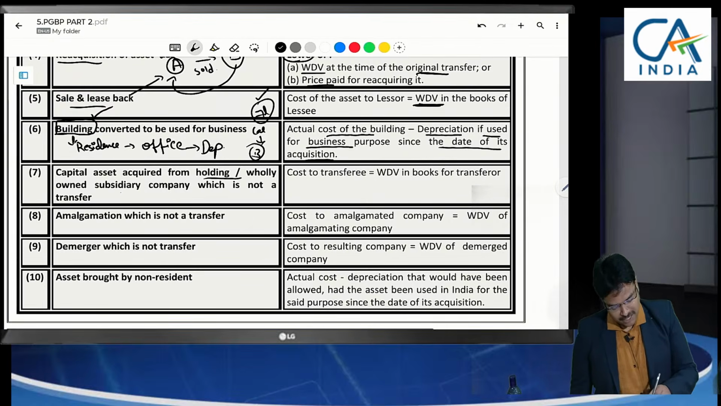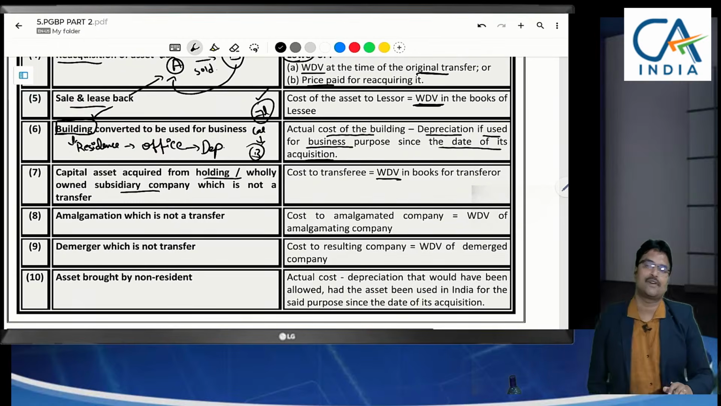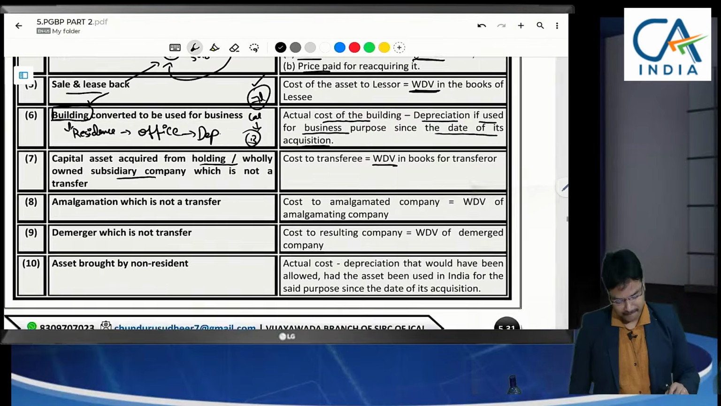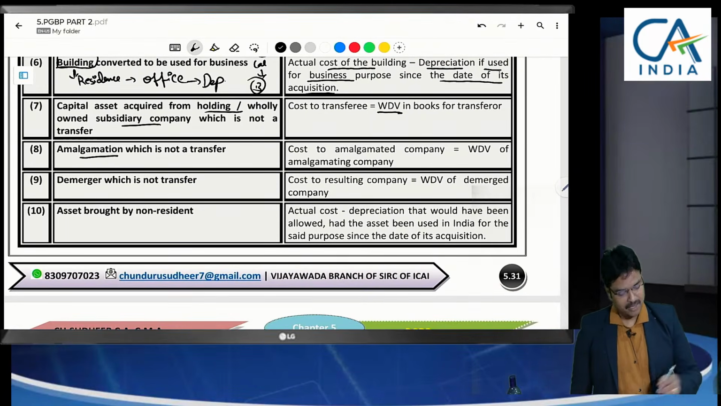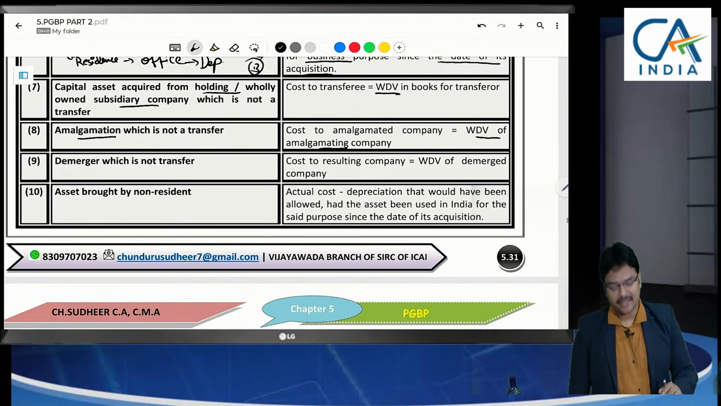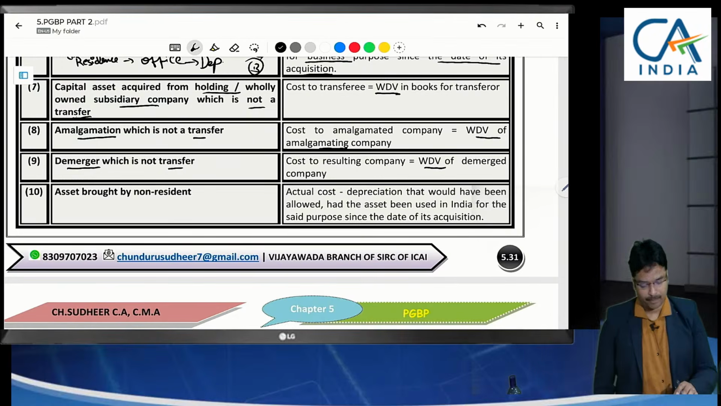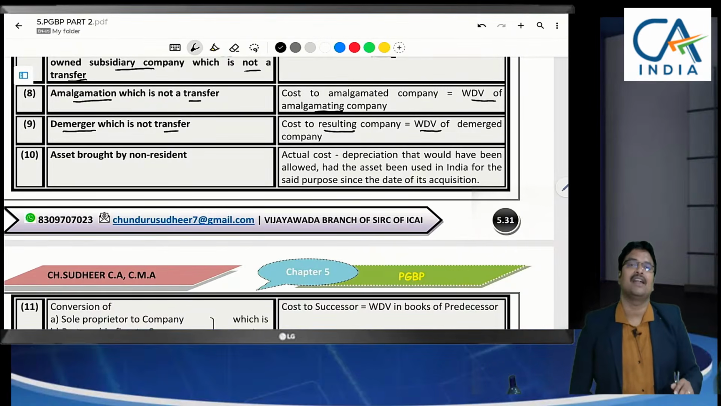Next, holding to subsidiary or subsidiary to holding, if any asset is transferred, WDV in the previous owner's books. Holding to subsidiary transferred: subsidiary can claim depreciation on the holding company's books value. Next, amalgamation is also the same thing: WDV of the amalgamating company. Demerger also same thing. Here capital gain is not arising, which is not a transfer we are saying. That's why previous owner's WDV is only considered. Cost of the resulting company will be WDV of the demerged company.